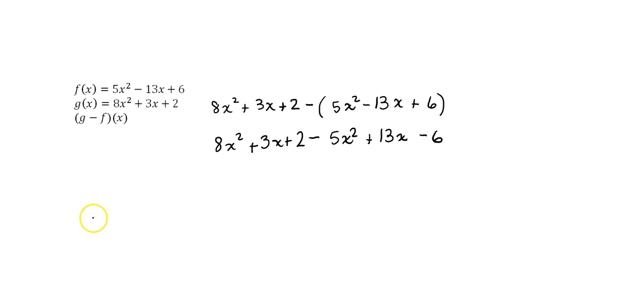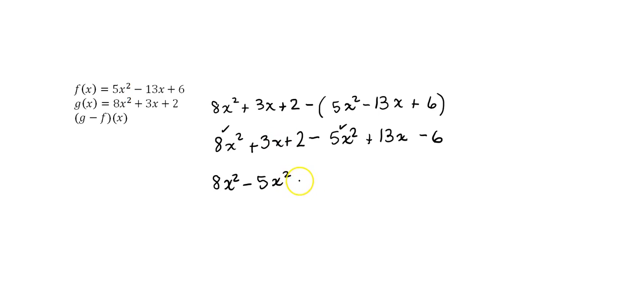All right. At this point, I'm going to start using my commutative property and moving things around. So I'm going to have my 8x squared minus 5x squared. All right, so I have this one taken care of and this one taken care of. And keep in mind that when I'm doing this, I have to keep the sign that's in front of the number. So this is why it's negative 5x squared.